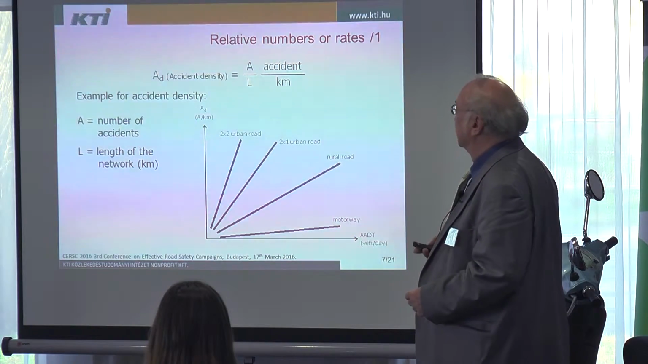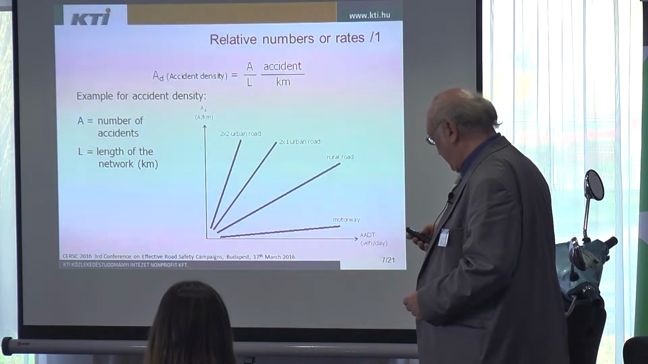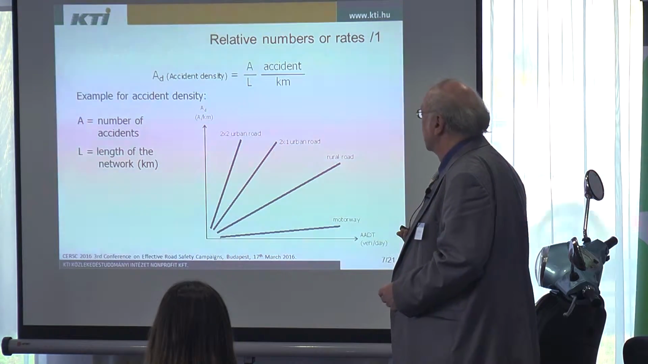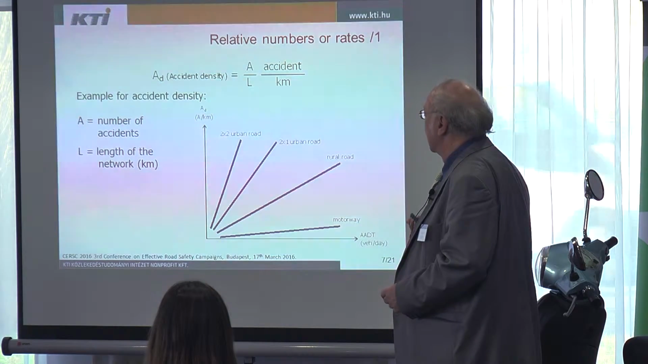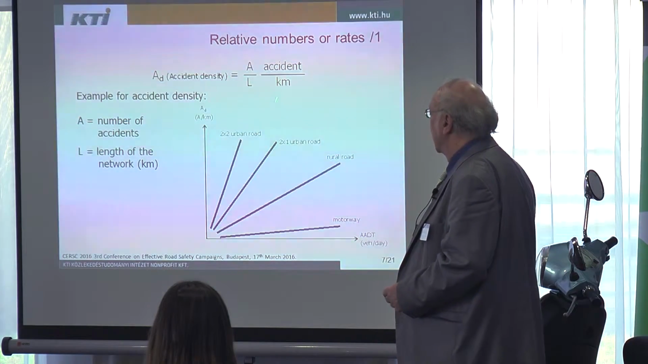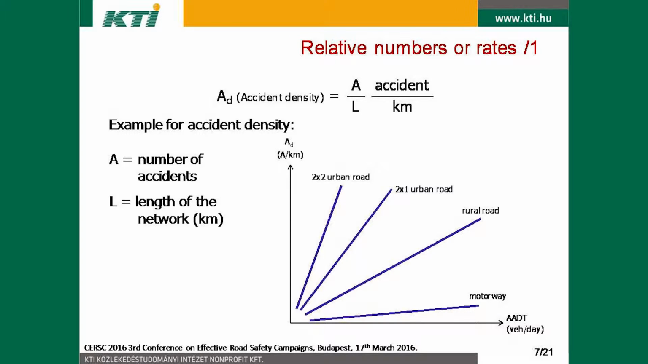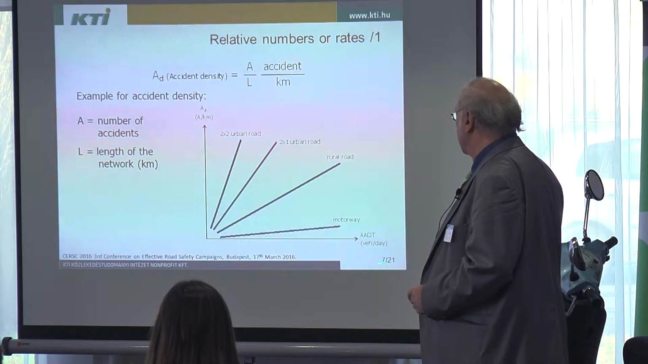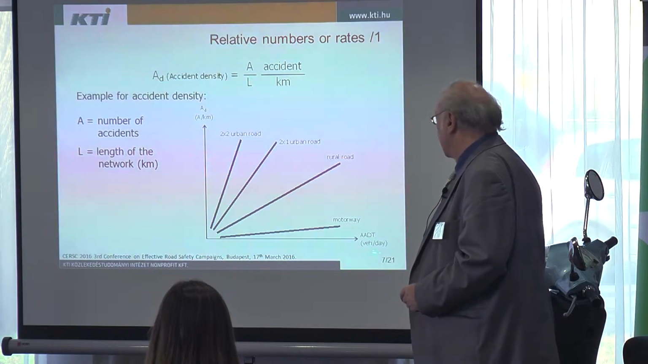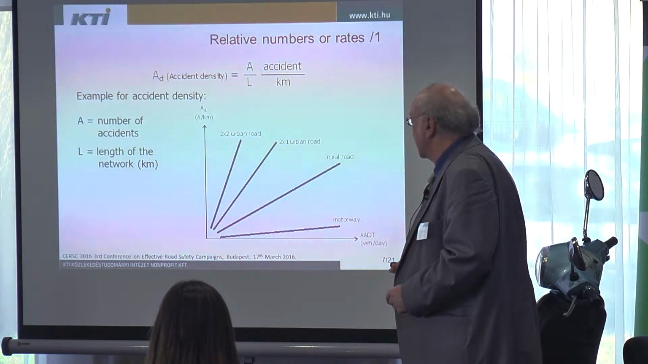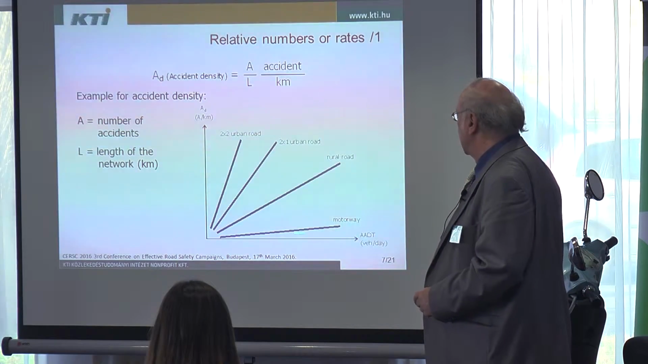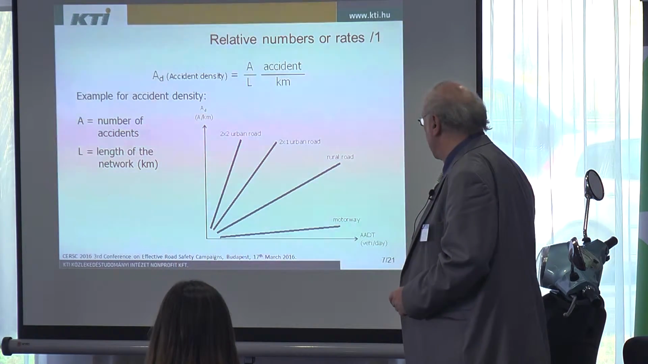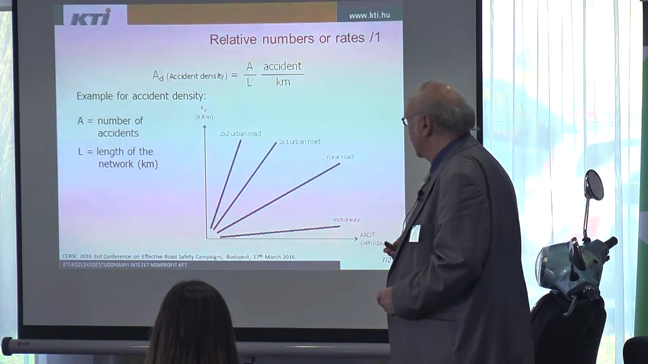And then relative numbers or rates. The first one is the so-called accident density, which means the number of accidents divided by the length of the network or length of the section. And it's an almost linear relationship, not entirely, but practically we can say it's a linear relationship. So here you can see the annual average daily traffic, vehicles per day, and here the accident density. And of course, this line is the motorway, then the rural road, and the different urban roads.